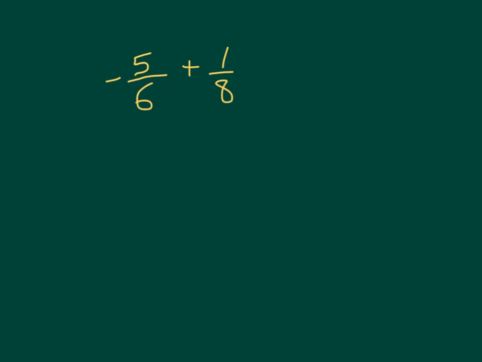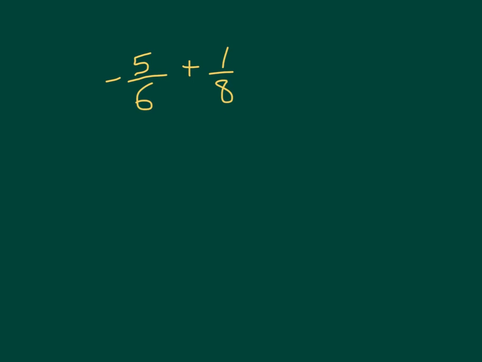If I'm adding two unlike fractions, like I have here, and one is negative and one's positive, I still need to get my denominators the same here. So I need to find a common multiple. Now when I use the term multiple, a multiple is a number I get when I count by a specific number. Like the multiples of 6 would be 6, 12, 18. The multiples of 8 would be 8, 16, 24.